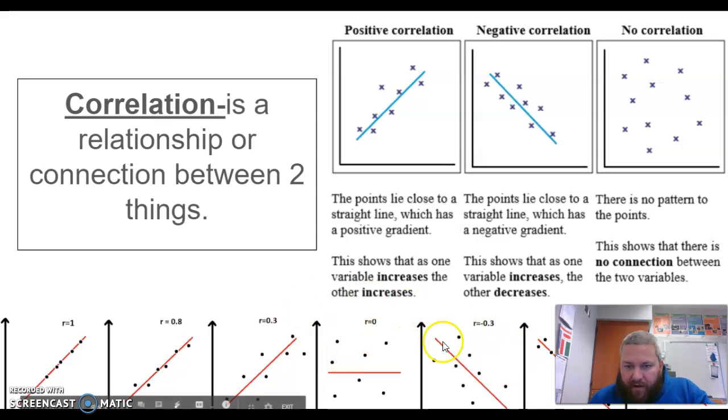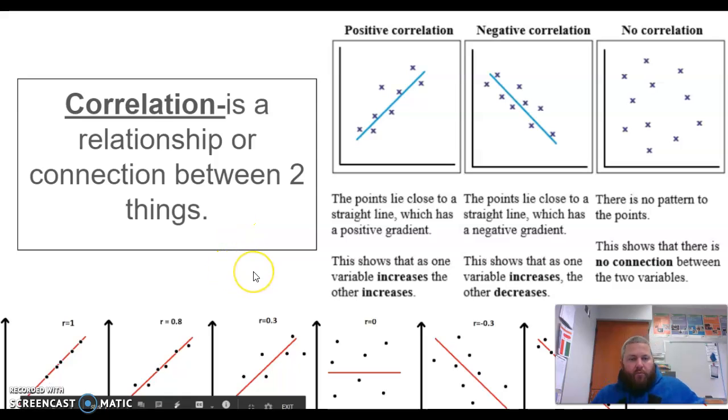Same thing applies for negatives. Negative is just going to imply that it's going down. So that would end up being our negative correlations. And again, the closer to 1 we get, so 0.8 would get everything closer to the line. And if we get everything at a 1, that's basically saying exactly there.